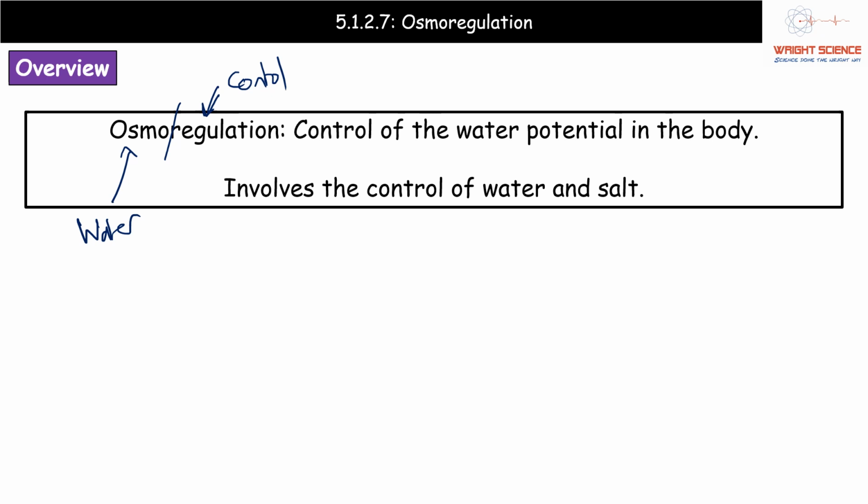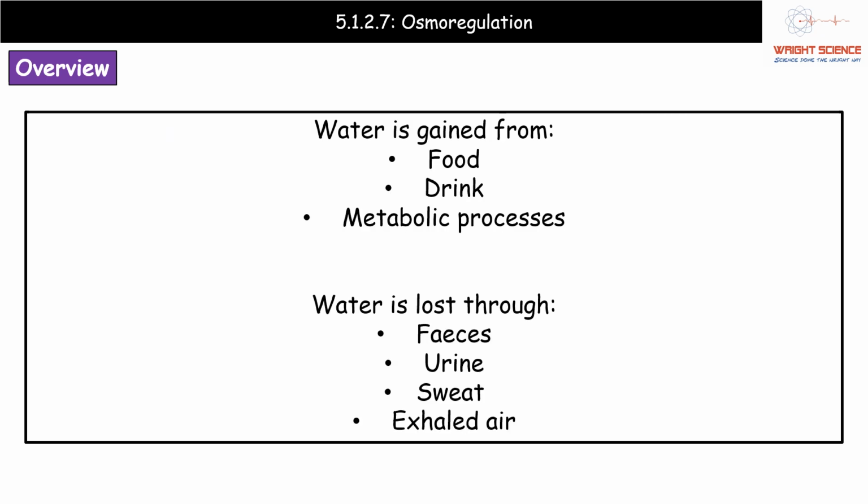And in order to do this, we've got to control two aspects, water itself, and in order to control the water, we are going to also see some changes in those salts. The very basics of water is looking at how we gain it and how we lose it from the body. Water gets into the body through food and drink, and it will also be produced as a product of certain metabolic processes. It will be lost through those general excretory products: feces, urine, sweat, and of course every time you exhale, a small amount of water vapor is also lost.